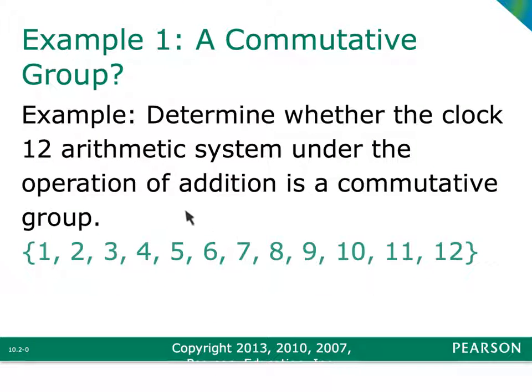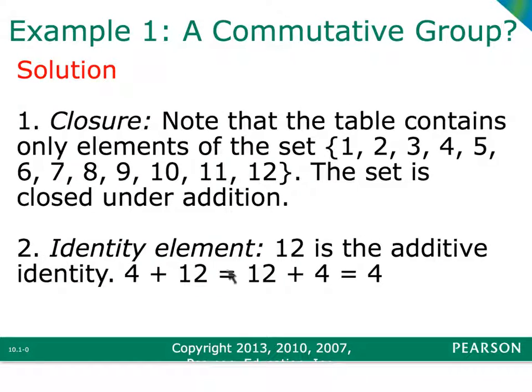Now we want to determine if this is a commutative group. Here's our set, the numbers 1 to 12. We first want to check closure, using our table. 5 plus 11 is not going to be 16. It's going to be 4, because we take away 12 to get our answer. So we do have closure, because when you add any two elements in the set using clock arithmetic, you get a number between 1 and 12. So we have closure under addition.